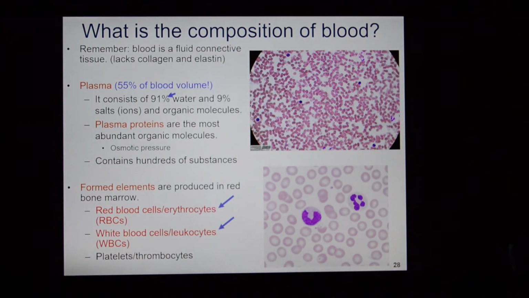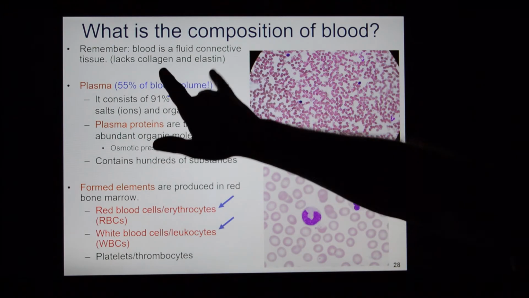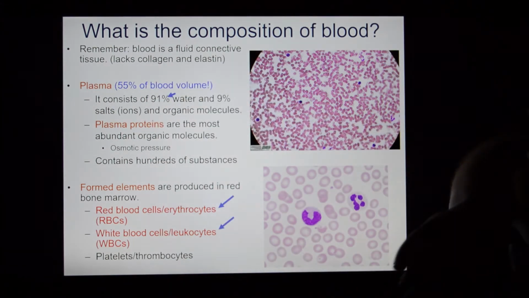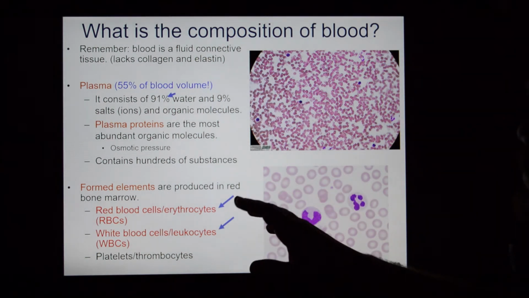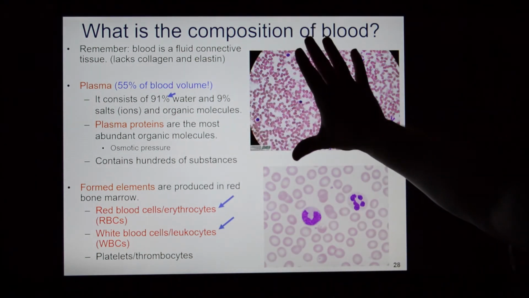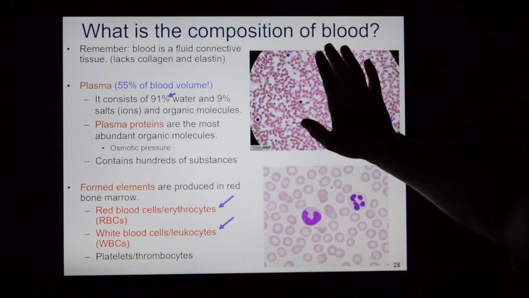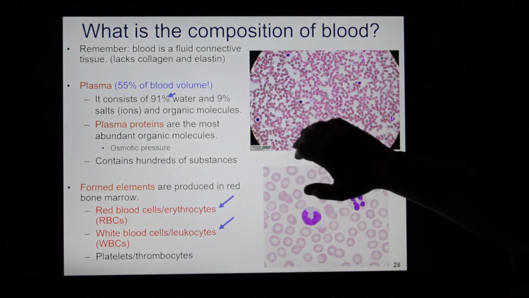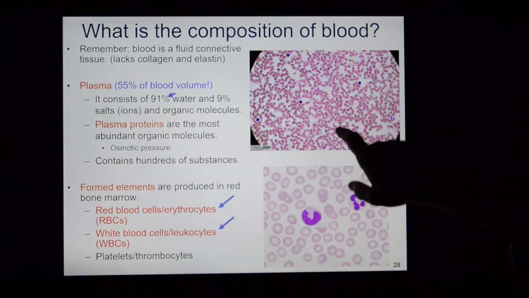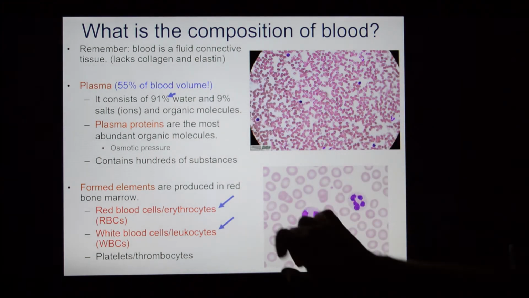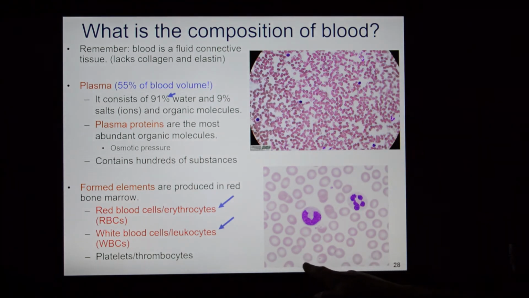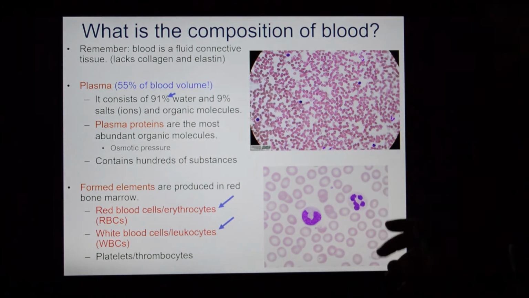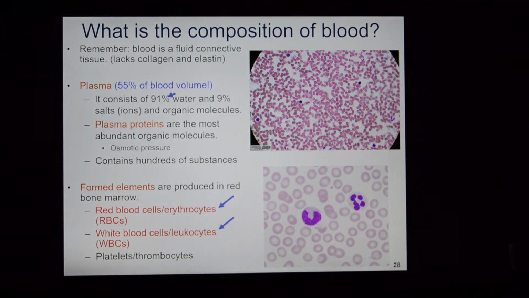So blood is a fluid connective tissue. It lacks collagen elastic fibers, but it does have other dissolved fibers which participate in clotting activities. Most of the blood is plasma, or what's seen as clear fluid here in this image. This is a photomicrograph of a blood smear. This is what blood actually looks like under magnification. So most of this is open space, and that is plasma. The plasma is the open space.